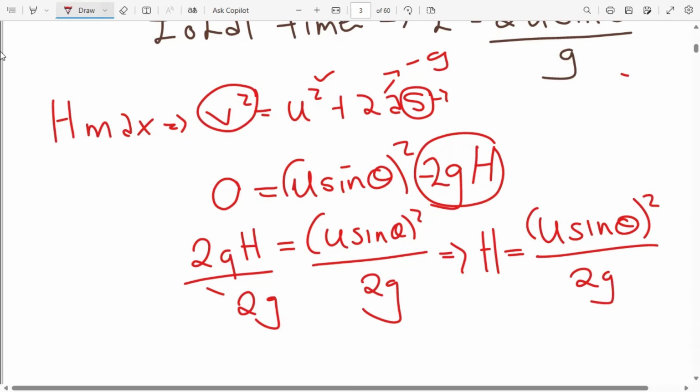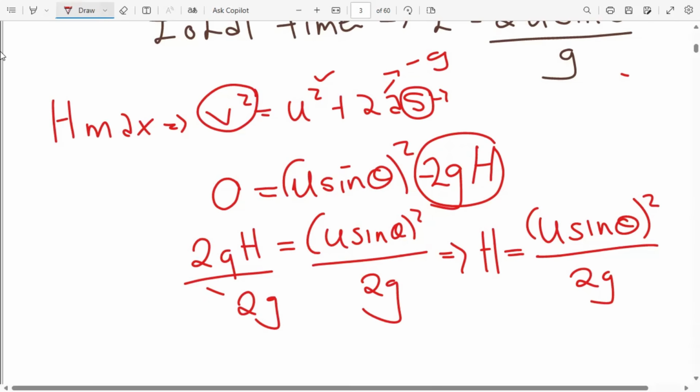So when you're asked to calculate the maximum height that a projectile is going to travel after being thrown from a certain height, or it can be the level ground or whatever height that projectile is thrown from, the formula for calculating the maximum height that projectile will be able to travel is (u sine theta) in brackets squared divided by 2g.